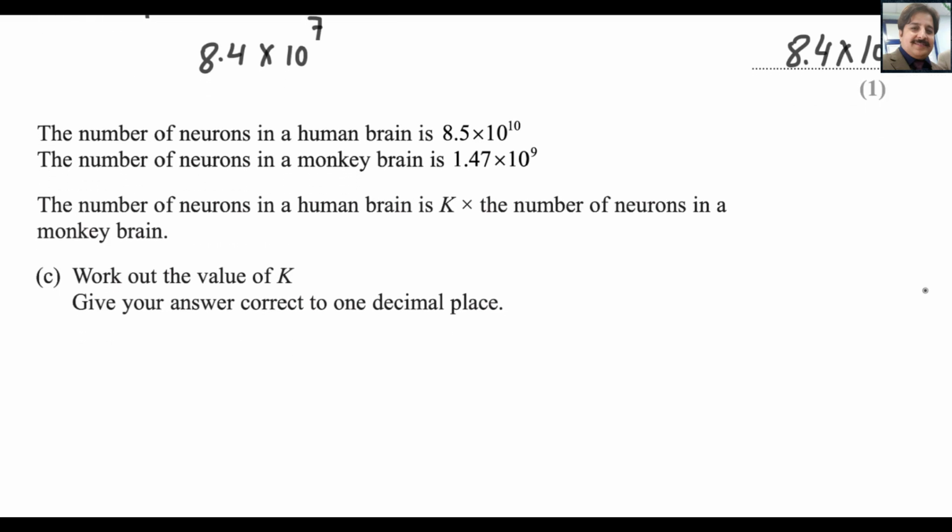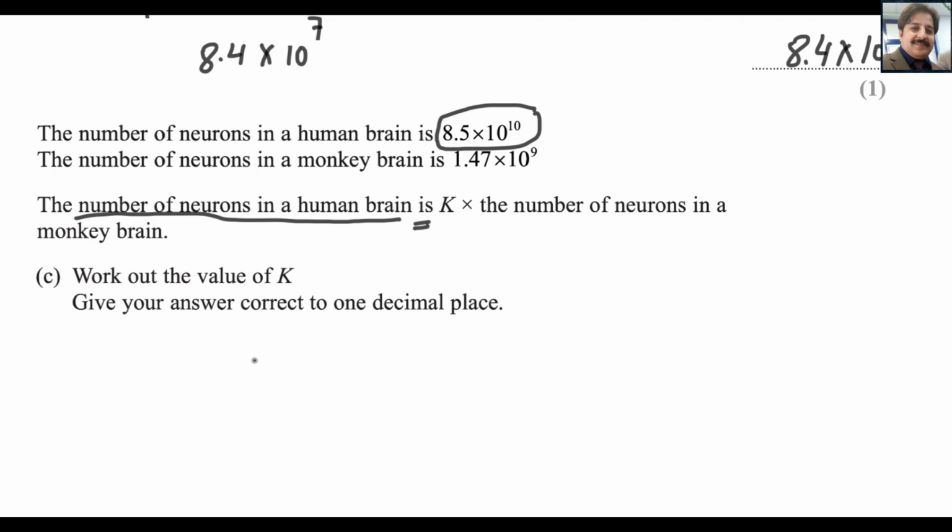Now the number of neurons in a human brain is 8.5 multiply 10 to the power 10. The number of neurons in a monkey brain is 1.47 multiply 10 to the power 9. Whenever there is the word "is", it means equals. So the number of neurons in the human brain, 8.5 multiply 10 power 10, will be equal to k times this number.